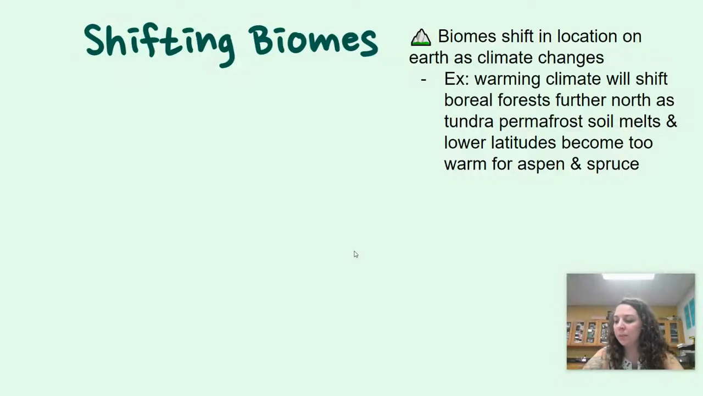And then one of the last things we're going to talk about for 1.2 is that biomes are actually shifting location as the climate changes. So climate is not stable, it's changing over time. So as it warms up, we're going to see those northern biomes moving further north because that permafrost is going to start melting, and the lower latitudes are going to just become too warm for the aspen and the spruce plants that live there.